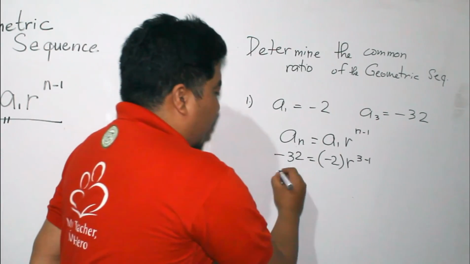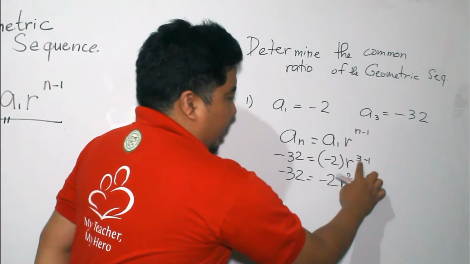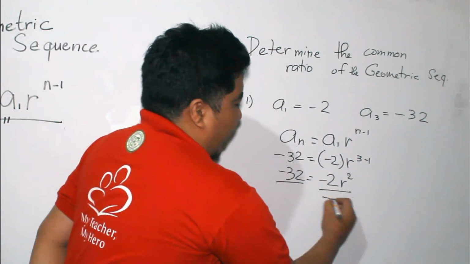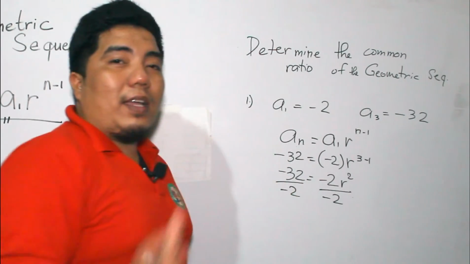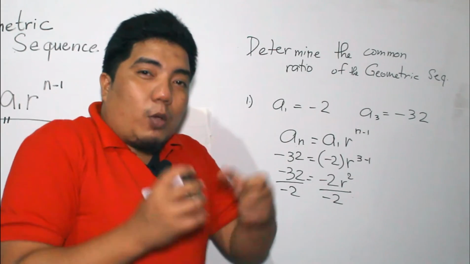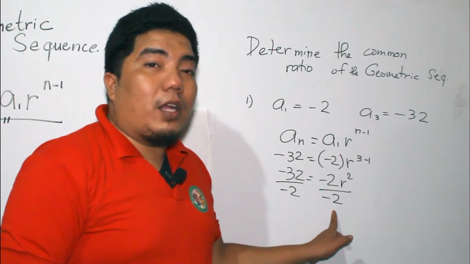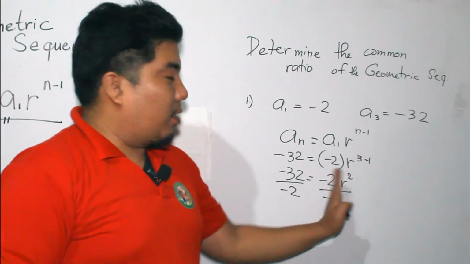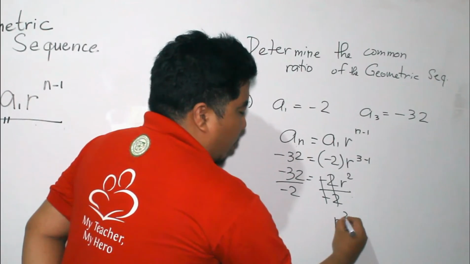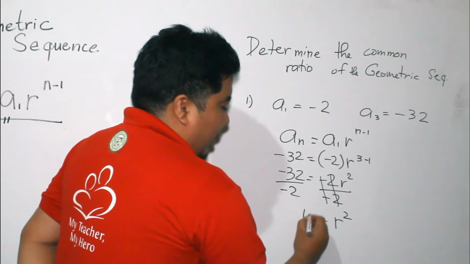Now, what you will do here is simplify. That is 3 minus 1, that is 2. And then you divide both sides by negative 2. Why negative 2? Because we need to isolate r. So, we should eliminate the negative 2 here so that we can have r squared. So, cancel, that is r squared. Negative, negative, that is positive. 32 divided by 2, that is 16.